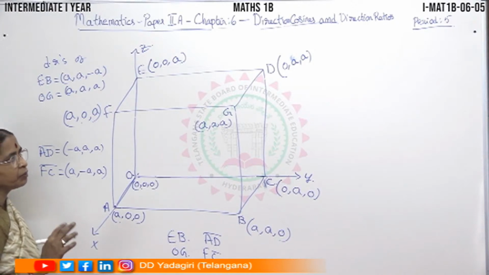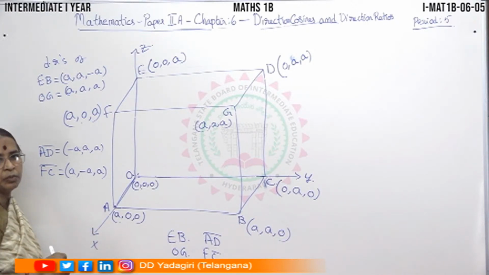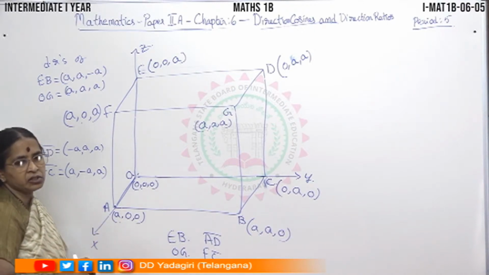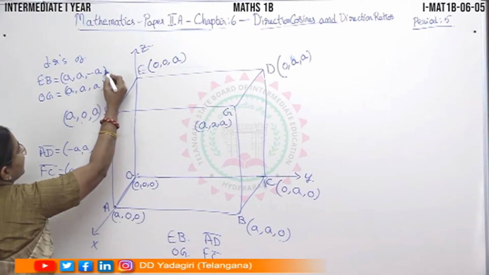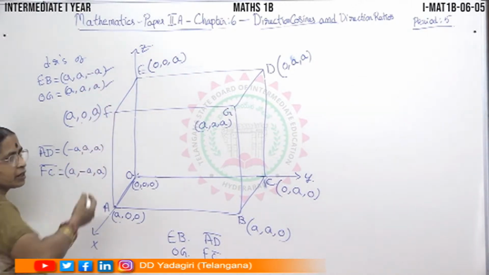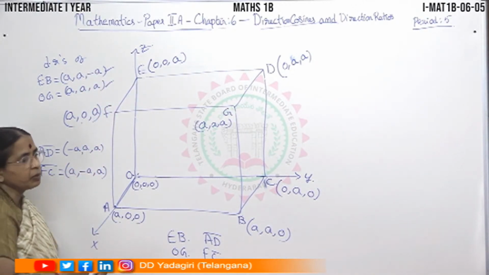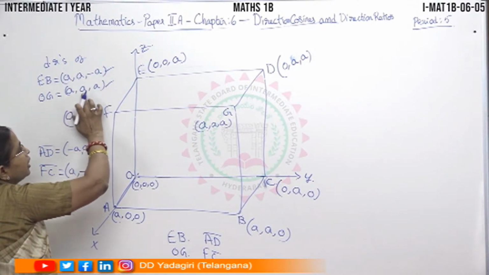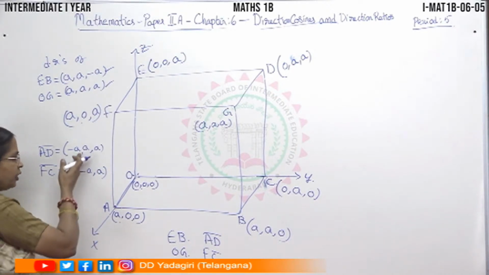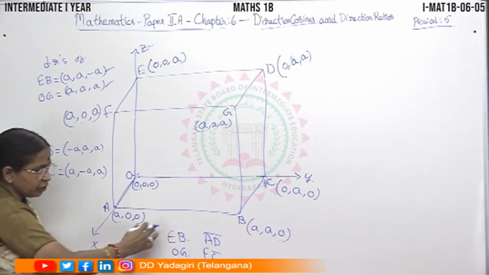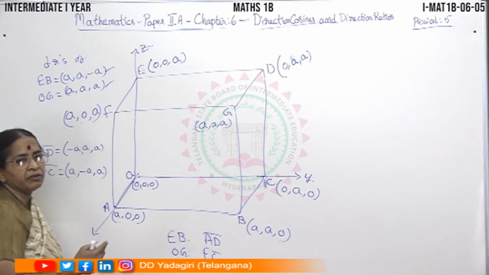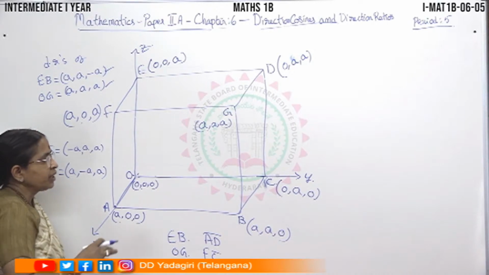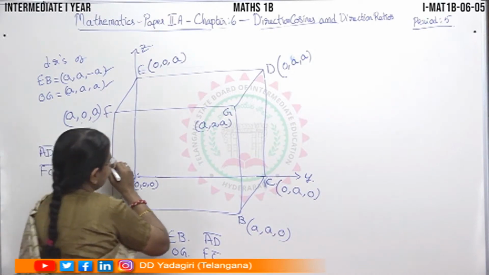Now you have two problems based on the cube. The first: find the angle between any two diagonals of a cube. When you know the direction ratios of any two diagonals, you can use the cos theta formula and find the angle between them, taking them as A1, B1, C1 and A2, B2, C2. Among the four diagonals, you can take any two and find the angle between them. That is one problem.